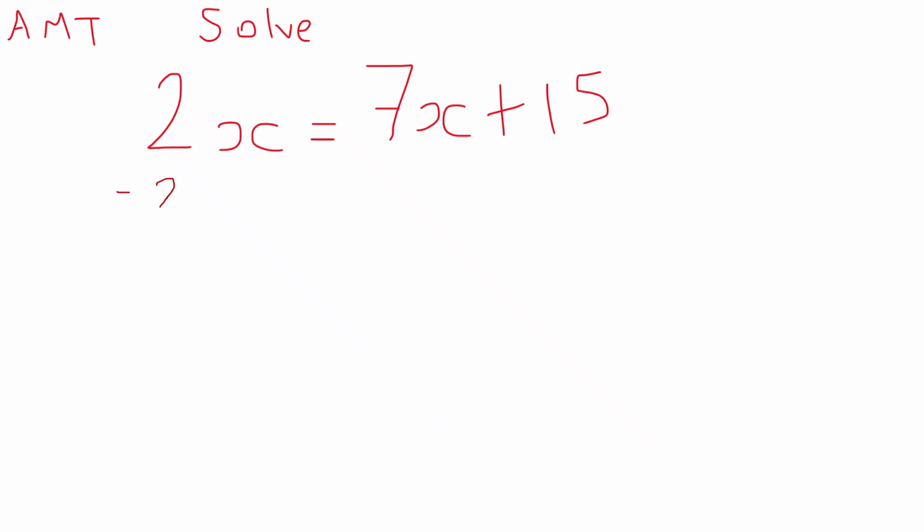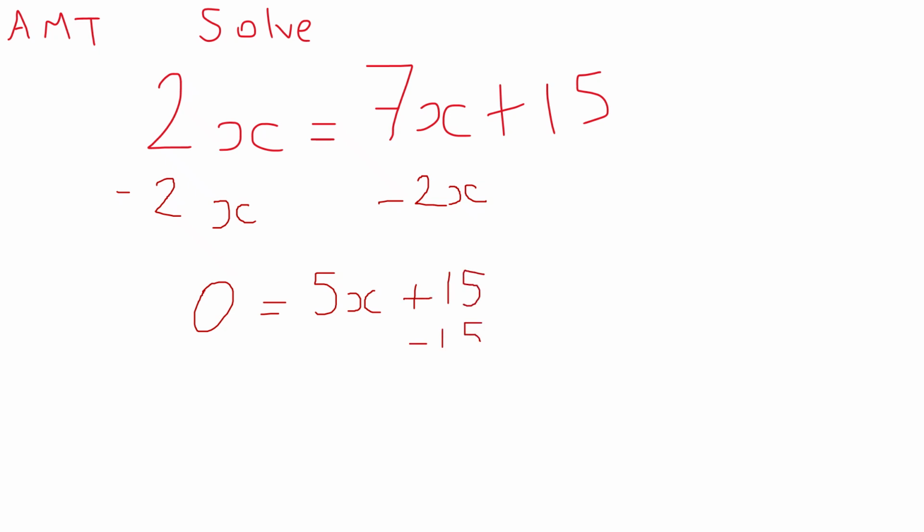So one way is to subtract 2x on both sides. We get 2x minus 2x goes to 0, is equal to 7x minus 2x, which is 5x. Then we've got the plus 15. I'm then going to subtract 15 on both sides, so minus 15 and then minus 15. 0 minus 15 makes minus 15, is equal to 5x, or 5 lots of x.